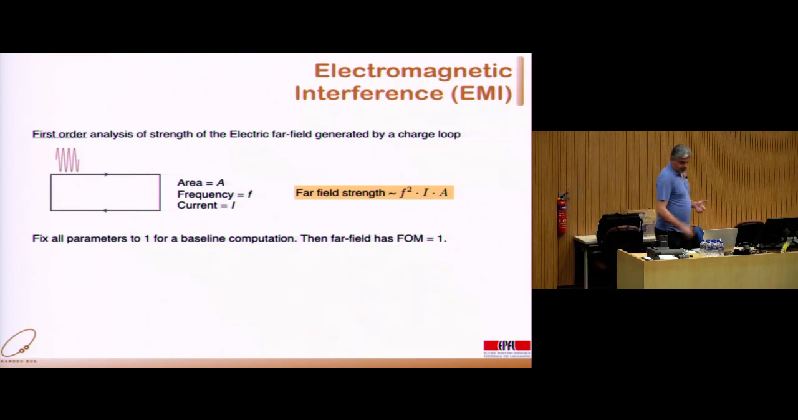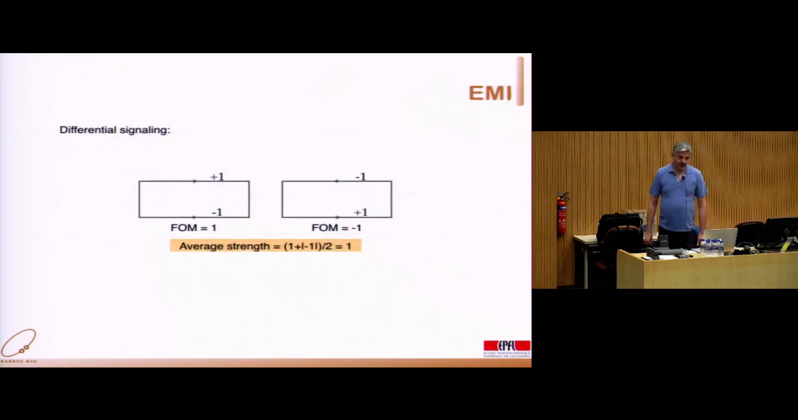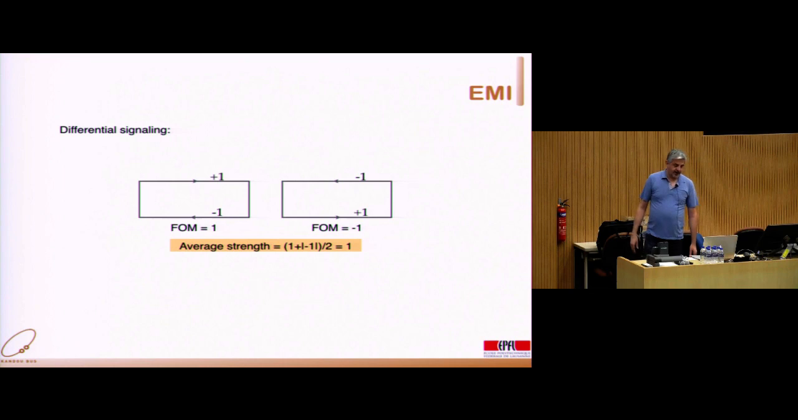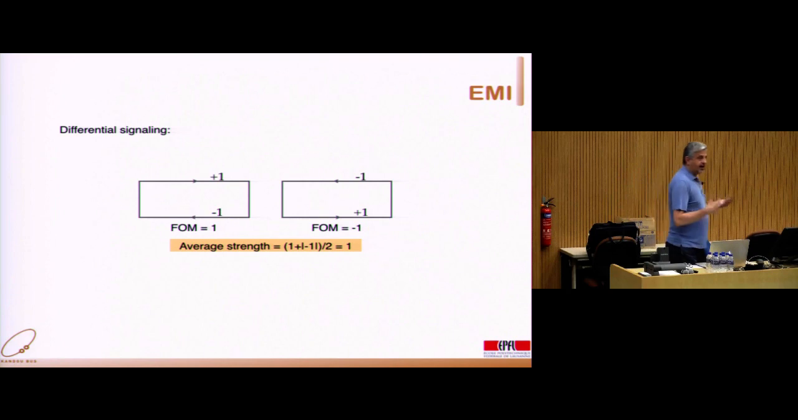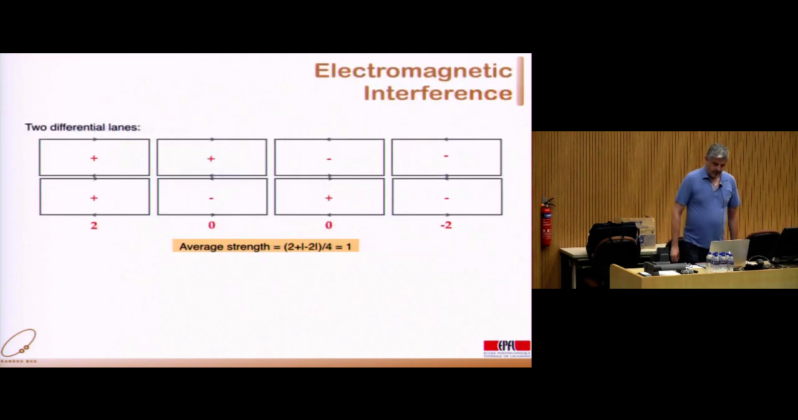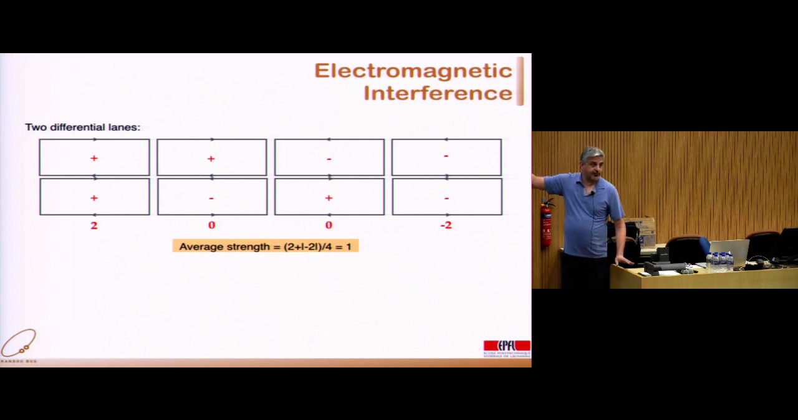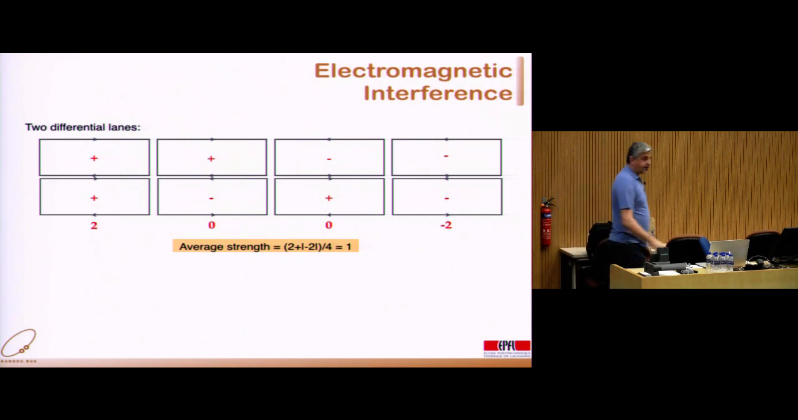So I'm assuming that all these parameters are 1, so that the figure of merit is 1 for when I want to measure the electromagnetic interference. If you look at differential signaling, you have two different signals, +1, -1, and -1, +1. And if you have equal probability on these, the average strength is 1. If you have two differential lanes, then this is the kind of thing you have. +1, -1, +1, -1, etc. In some cases, they cancel. In some cases, they become larger. But the average strength is still 1.